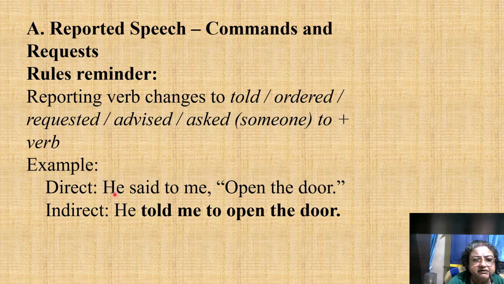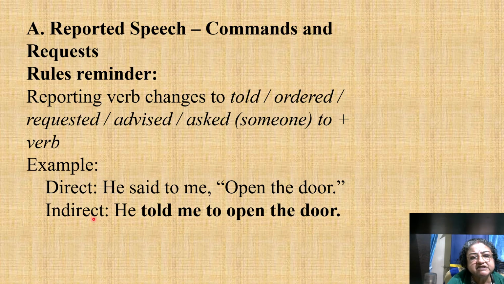If you see the example, he said to me, there will be a comma, and within inverted commas the direct speech will be there, open the door, then full stop. So this comma and inverted comma will be there in direct speech. So you follow this, because I understood that all these things you know, and I am only clearing the concept so that you are able to convert from direct to indirect speech.